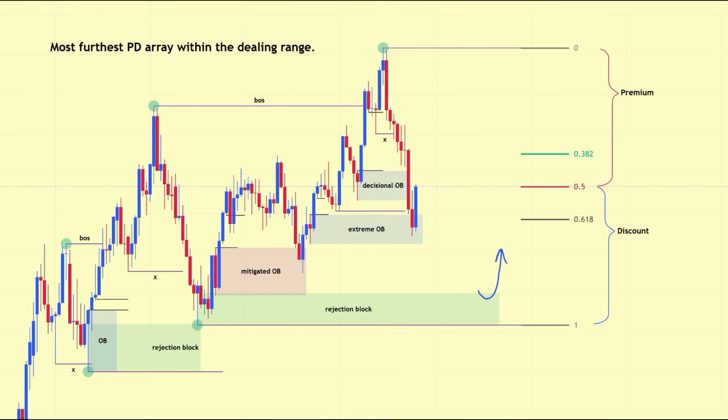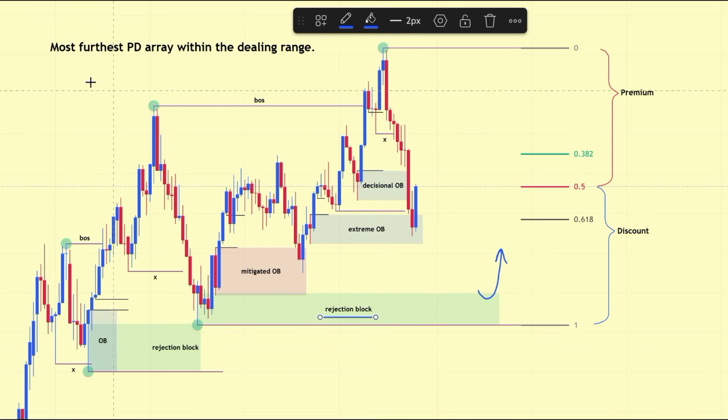So hello guys, in today's video we'll be learning how to identify a rejection block, the farthest PD array within a dealing range. And to be honest, if you know how to identify order blocks, rejection blocks shouldn't be a problem either. So without further ado, let's get right into the video.